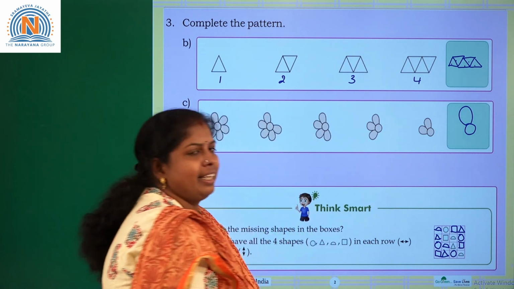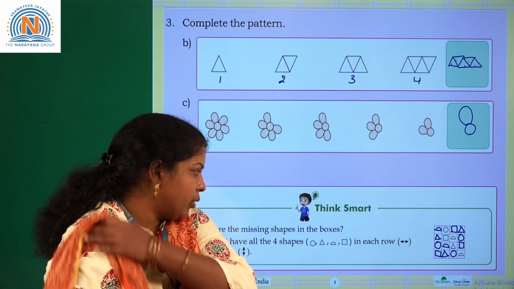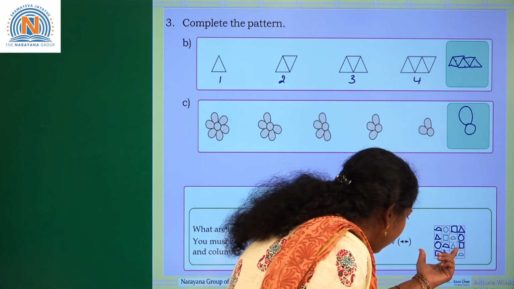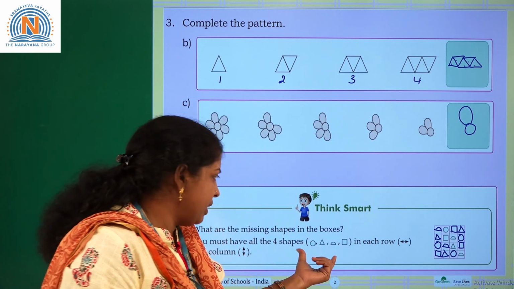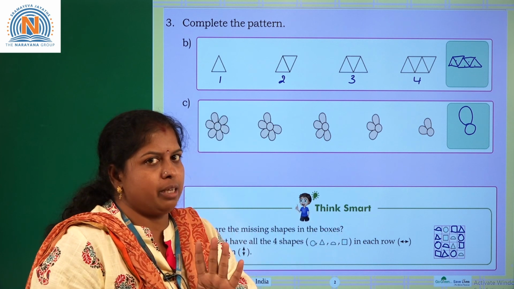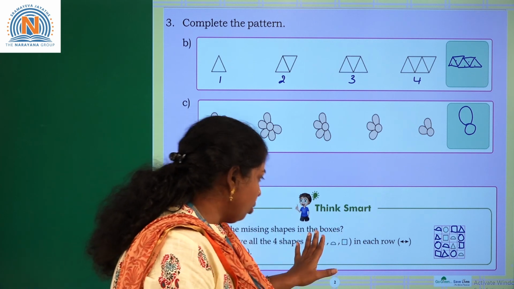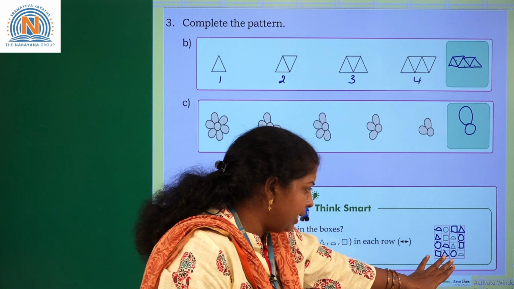Okay children, like this you have to think and you have to answer, complete the grid along with the given shapes. How many shapes are there with you? Only 4 shapes. You have to consider those 4 shapes only and complete the grid.